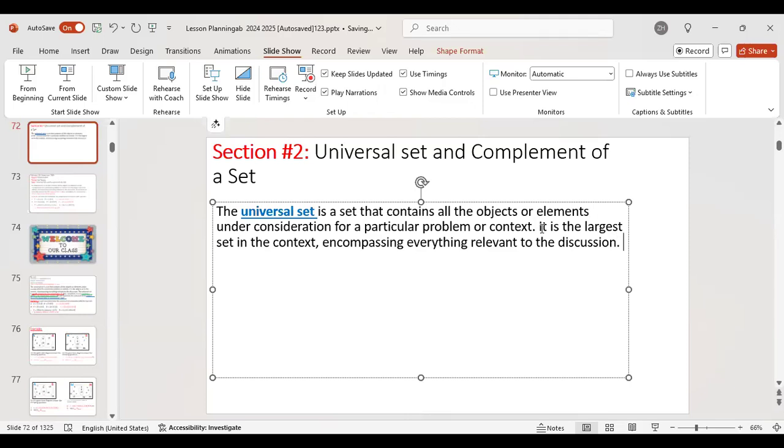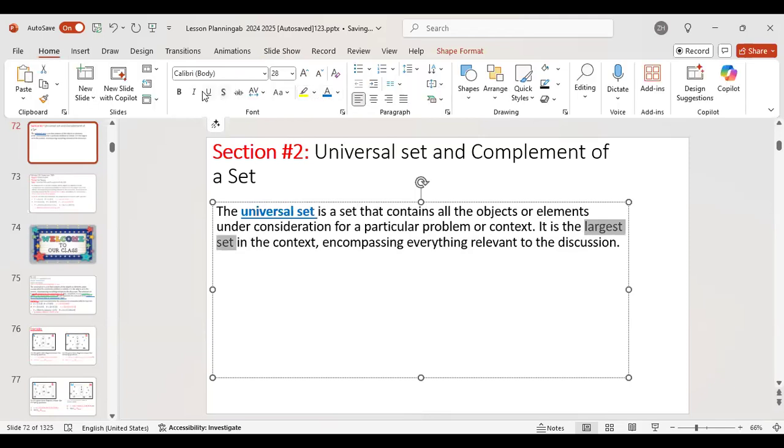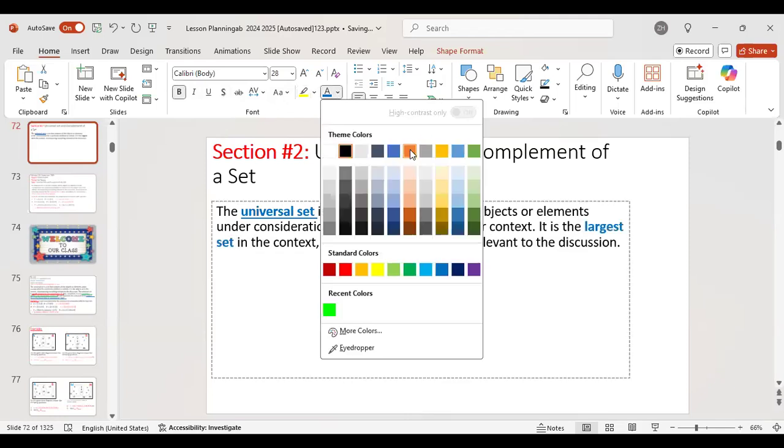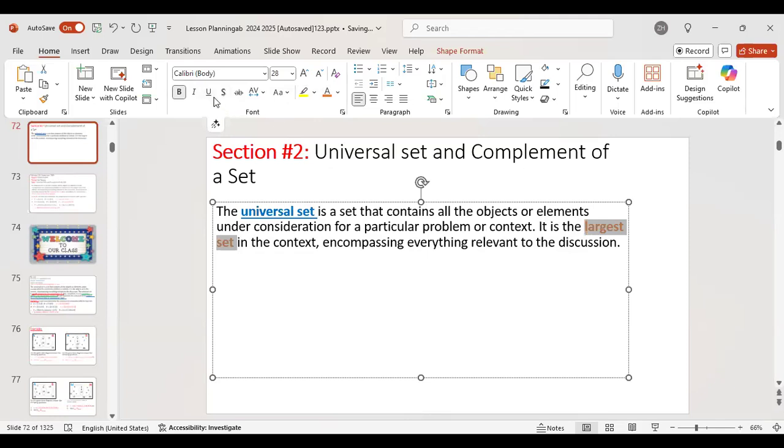So which set is the largest set when we're looking at a problem? Universal. The universal set. Very good. The universal set is the largest. Okay. It's always the largest.